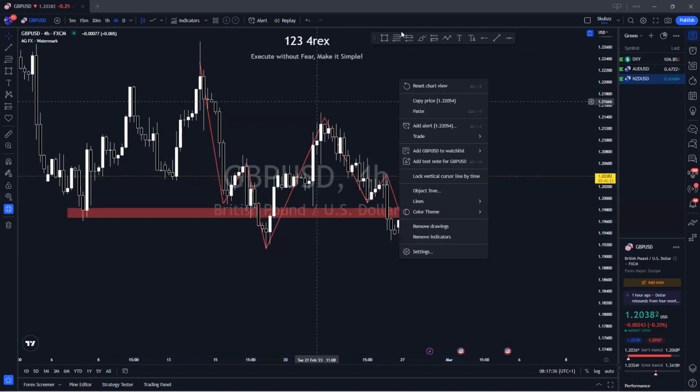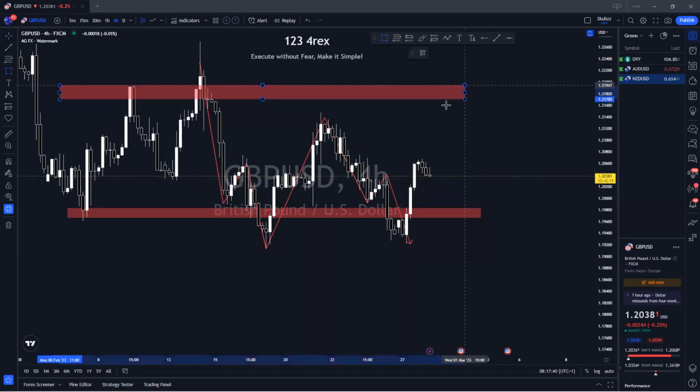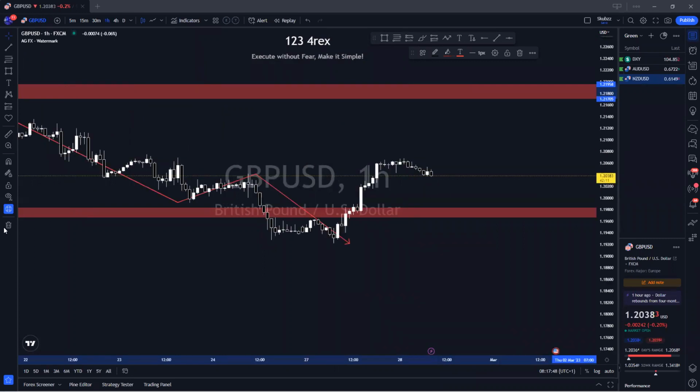Overall, it's still ranging because we are not properly breaking to the downside. We'll break, we'll come out, and then we'll still go back inside. So I feel we are still ranging on this pair. Look at the 4H. Let's look at the 1H. Is there anything we can trade?